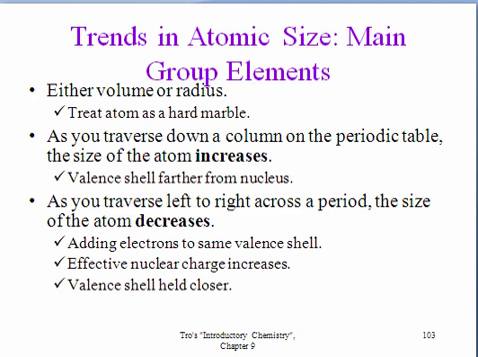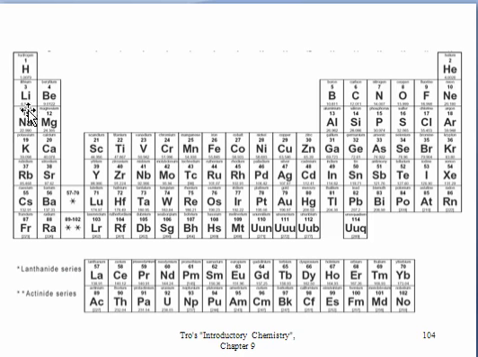When we're talking about atomic size, we're looking at the volume or the radius. We're going to treat atoms as marbles or billiard balls, and so their volume is directly proportional to the radius. The first trend we're going to look at is as we go down a column. As we go down a column, the size of our atom increases.